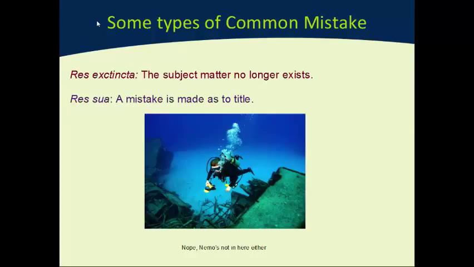However, if you do have a genuine common mistake and it meets all five of those rules in Great Peace and Civilis, the likelihood is that the contract will simply be void. The second type of common mistake we call res sua. Now, this is where there's a mistake made as to the title. Those of you who've done any property law, and those of you who remember the nemo dat rule from contracts A, you cannot give what you do not have. You cannot sell something that you do not own or that you do not have the right to sell.